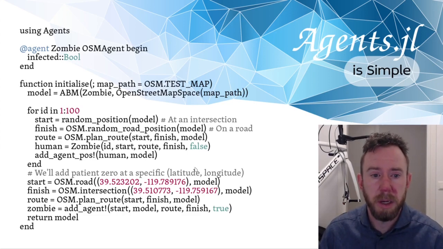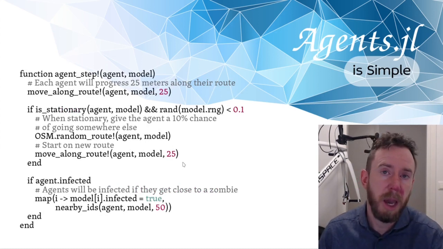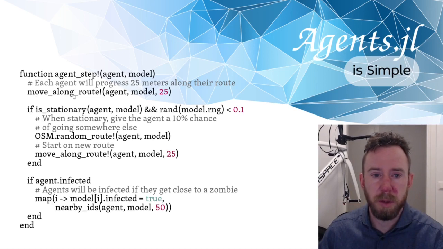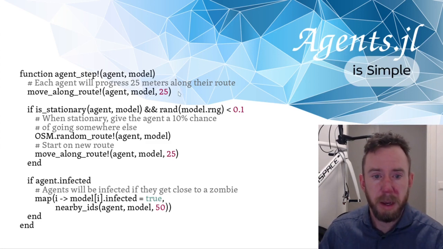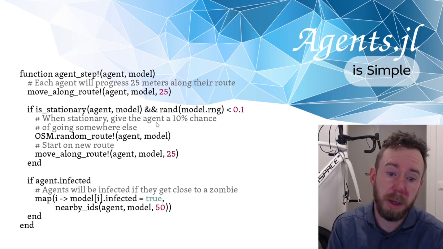example. The last thing we need to do is provide an agent step, and that is how the agents move throughout this space. Generally, for each agent, they will move along the route that we provided previously. And if they've stopped, just give them a random chance of actually starting again, right? So make it like they've done an errand or something like this.